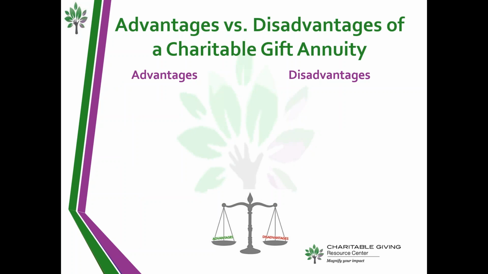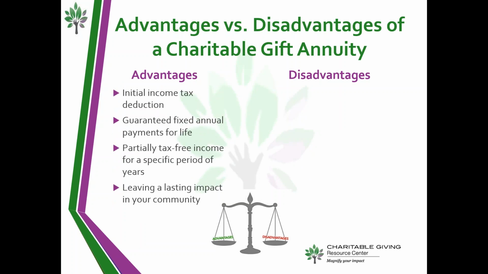Okay, the advantages and disadvantages, we're going to go down as far as gift annuities. We've got the advantages. Of course, that initial income tax deduction is nice, but the real benefit is a guaranteed fixed annual payment for life. They don't have to worry about running out of money from that particular deposit. Partially tax-free income for a specific period, usually about the first 10 or 12 years. And it leaves a lasting impact in the community. After all, that's what charitable giving is all about. We want to help others at the same time that we're helping ourselves.